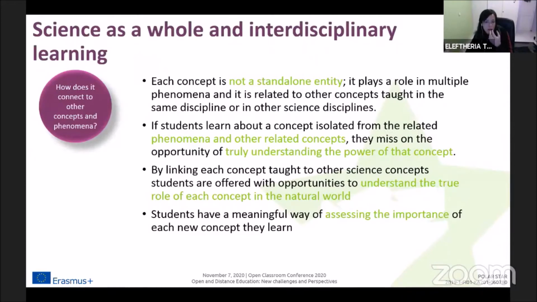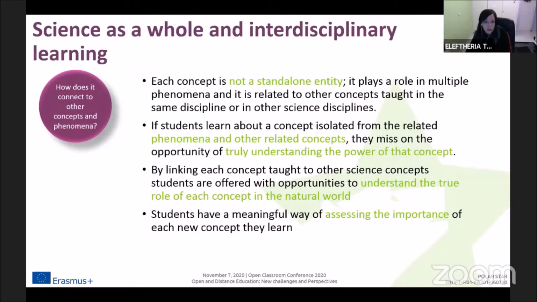They are tools that play a role in multiple phenomena, and they are connected. Concepts are a network. They are all connected to each other. So there are connections between the concepts, and these connections should be highlighted.